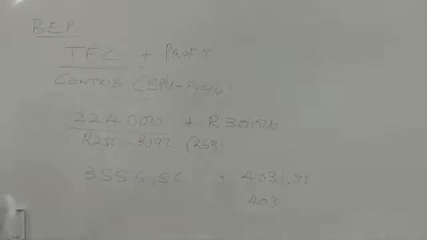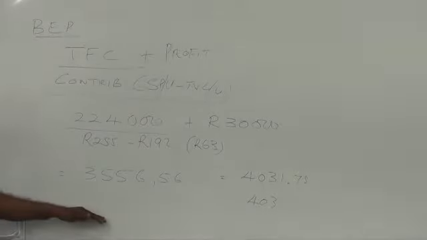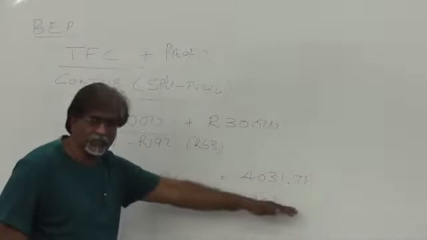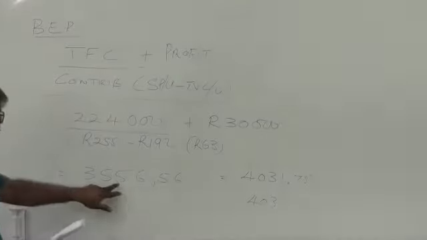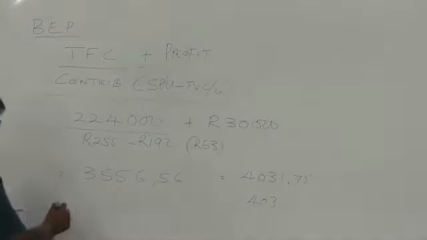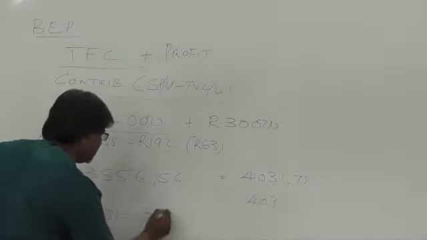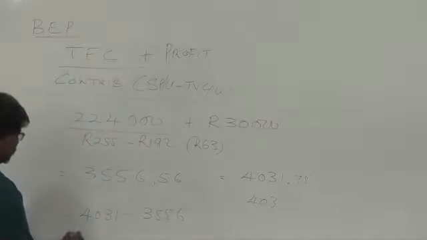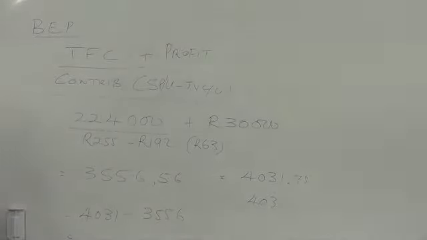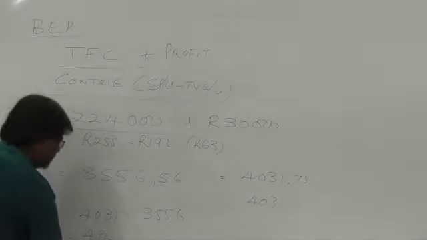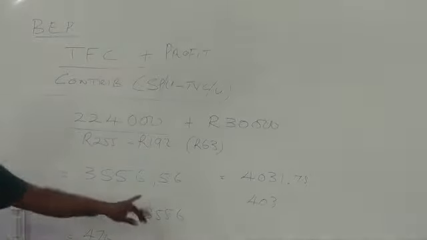If the question is how many additional, then there's two ways of doing this. First one is you do this first calculation, do you understand? Then you do the next calculation, and 4,031 less 3,556, do you understand? So it's 4,031 minus 3,556. Sorry? 476. No, we just take round figures, remember.